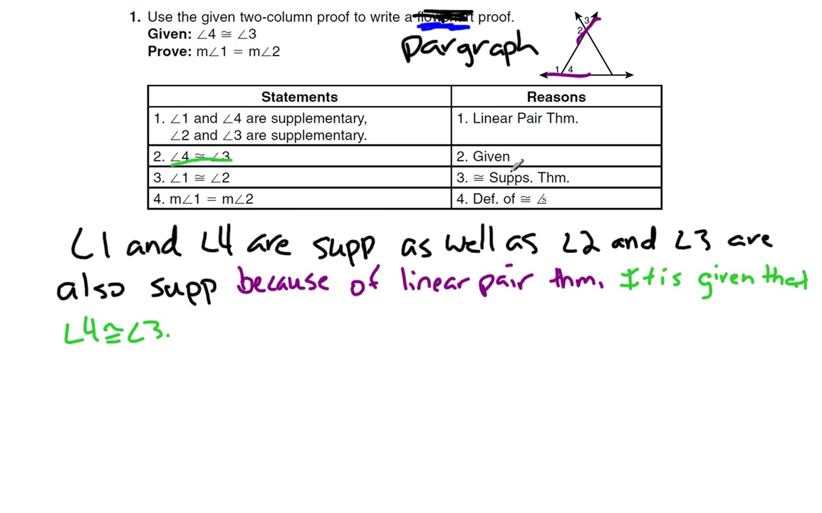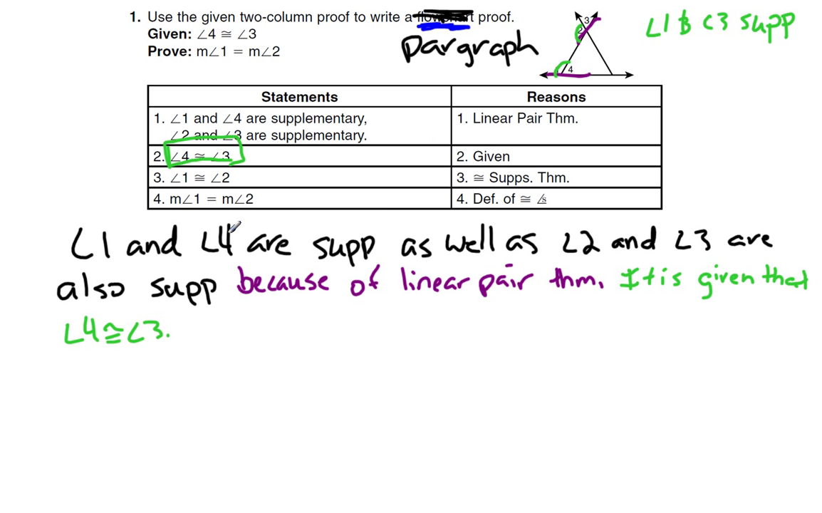So why does this work? Let's look at our picture. So angle 1 we're saying is the same as angle 2. Okay? And we know that because what's given to us is that angle 4 is the same as angle 3. Right? So if these are the same, it means I can switch them around. I could say that 1 is supplementary to 3. So if 1 is supplementary to 3, so 1 and 3 are supplementary as well.